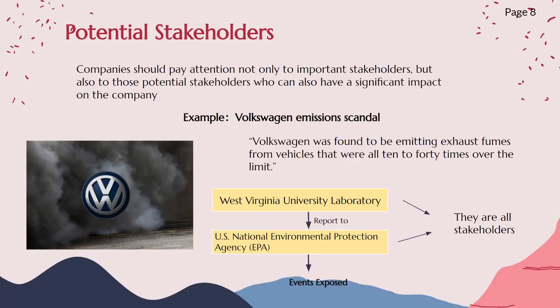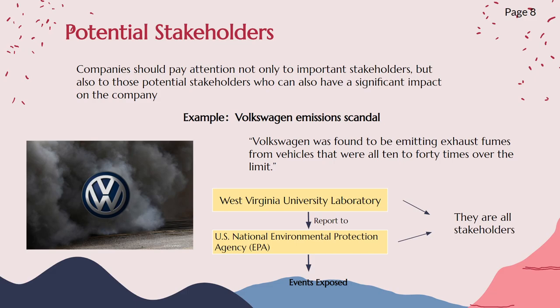It is not only important to focus on the key stakeholders, but also to identify potential stakeholders who can also have a significant impact on the company. A good example is the Volkswagen emissions scandal. So in September 2015, the Volkswagen Group was caught by the U.S. Environmental Protection Agency. They were selling vehicles in the United States with a built-in cheating program to circumvent official inspections.